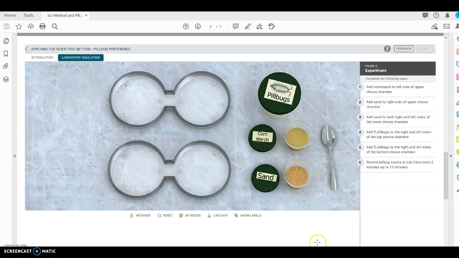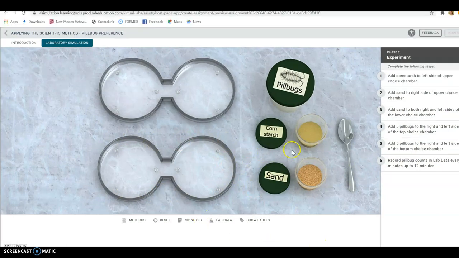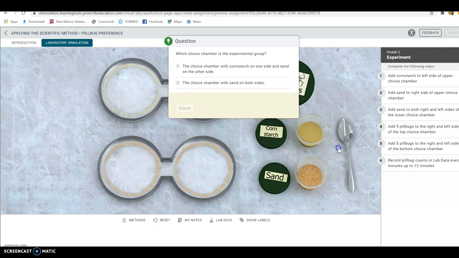When it's time for you to actually do the experiment, the first step is you've got to add a little bit of cornstarch to the upper left side choice chamber. And then the second set of instructions say to add a little bit of sand to the right side, and then a little bit of sand to both the left and the right side of the bottom choice chamber. Then you'll add your bugs.